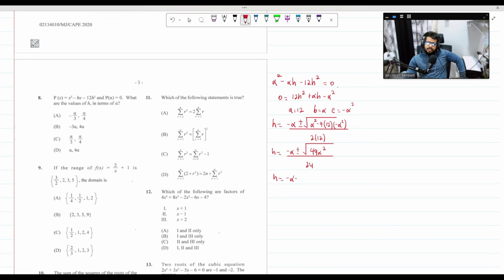H is minus alpha plus or minus 7 alpha over 24. Minus alpha plus 7 alpha is 6 alpha on 24. And the next one is going to be minus alpha minus 7 alpha, which is minus 8 alpha on 24. 6 could go into this 4 times, so alpha on 4. And 8 could go into this 3 times, and minus alpha on 3. The answer is A.